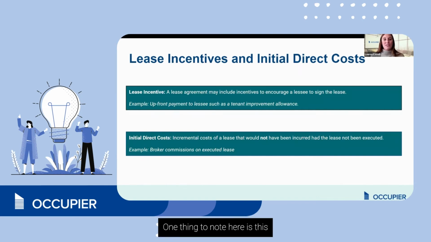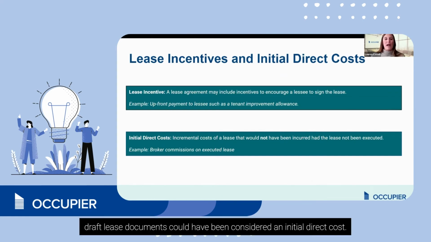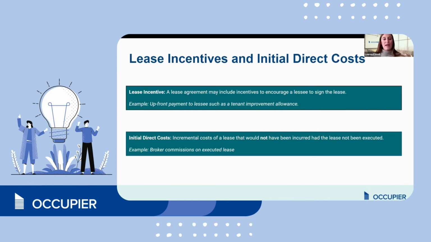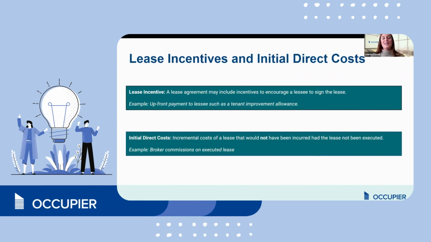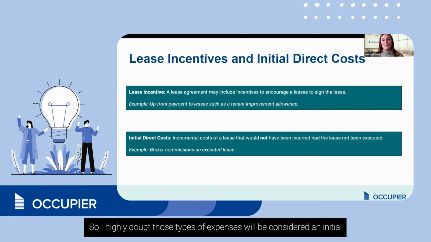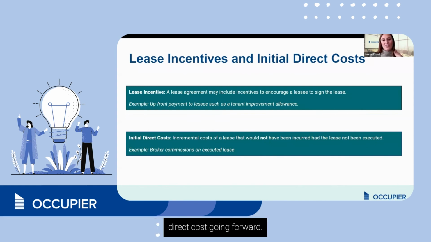One thing to note here is this definition has changed slightly from 840. 840 allowed other types of expenses to be considered an initial direct cost. For instance, legal fees incurred to review draft lease documents could have been considered an initial direct cost. However, under this definition, I'm pretty sure that legal attorney is going to get paid regardless of whether or not that lease gets signed. So I highly doubt those types of expenses will be considered an initial direct cost going forward.